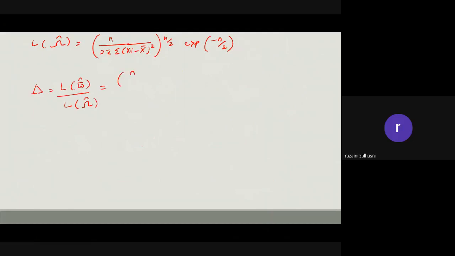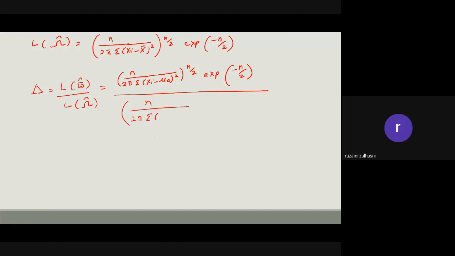So that means I write n over 2 pi summation xi minus mu naught square over n over 2 exponential negative n over 2, divided by n over 2 pi summation xi minus x bar square over n over 2 exponential negative n over 2. Okay, the things that you can cancel out, you cancel out. So in this case, we have exponential negative n over 2 as a common term, so you cancel out this one.